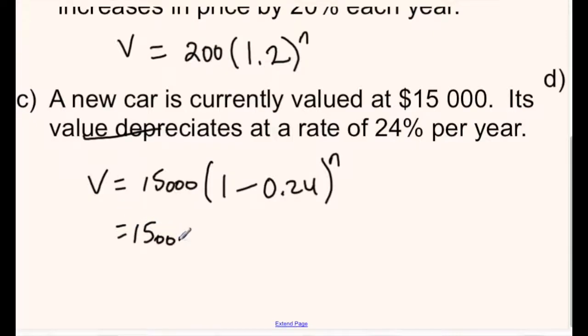So this simplifies to 0.76 to the power of n. So this is an equation that would represent the car depreciating by 24% every year.